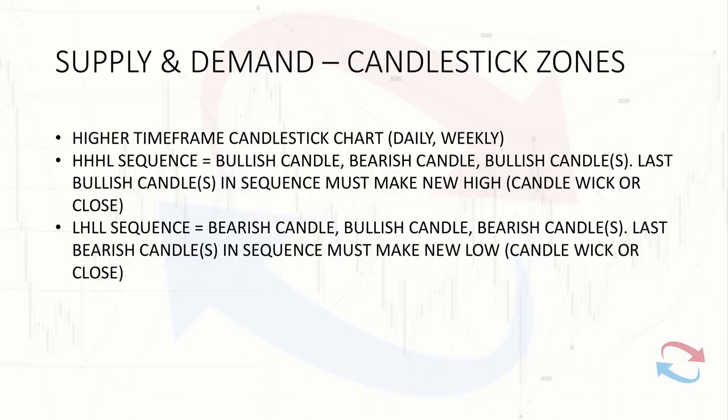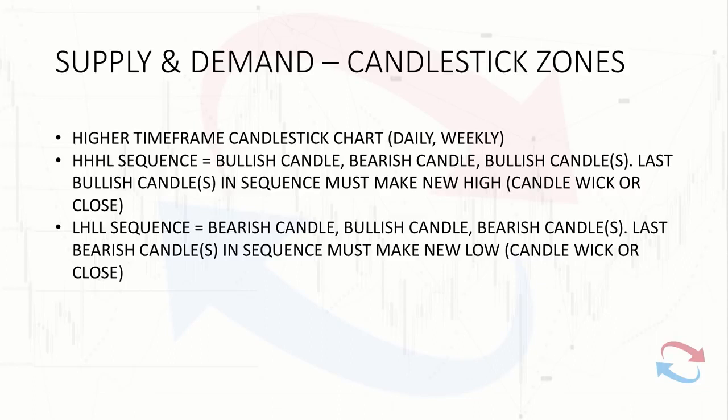The candle sequence for identifying higher highs and higher lows is a bullish candle, a bearish candle, and then a bullish candle, where the last candle in the sequence must make a new wick high or must close higher than the previous bearish candle. And for the downtrend, the lower high, lower low sequence, we want to see a bearish candle, a bullish candle, and a bearish candle, where the last bearish candle makes a new close low or a wick low.